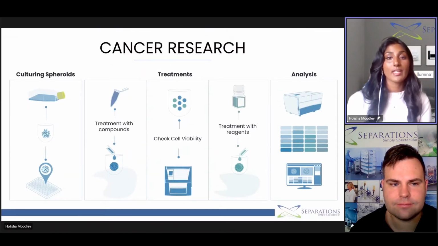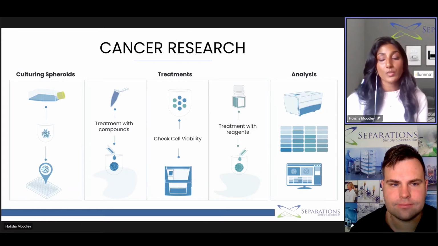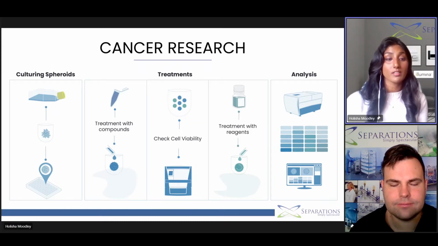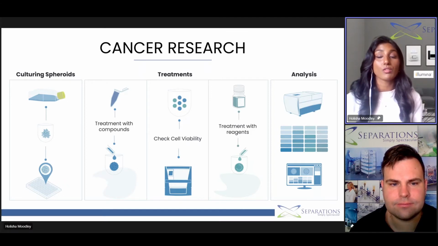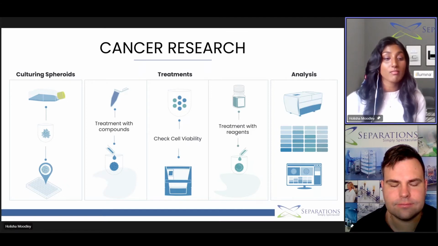So if we look at cancer research, we find both 2D cell culture and 3D cell culture in the space. But spheroids and organoids and even tumoroids have become more relevant in cancer research. So the first stage is to culture our spheroids. And as mentioned before, this could be done in ultra low attachment plates, round bottom plates, or any labware that's been developed for the typical morphology of a spheroid.